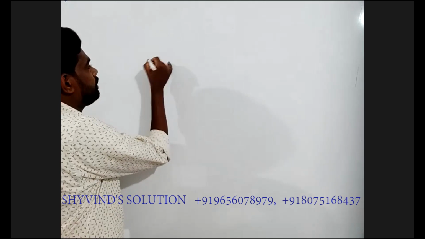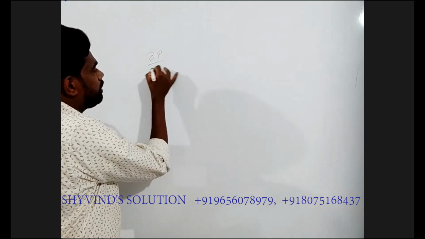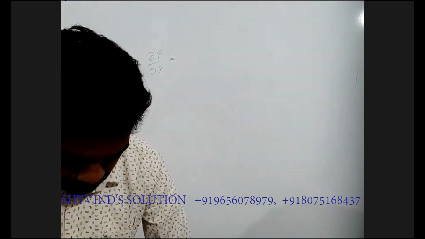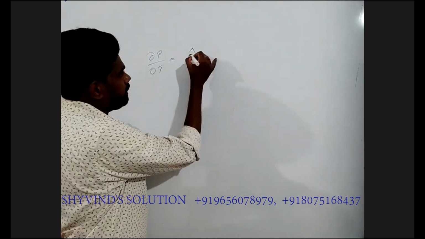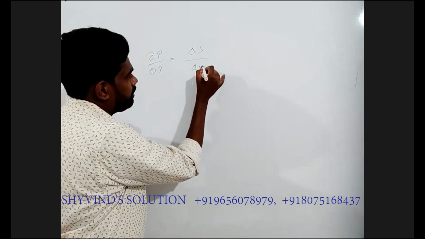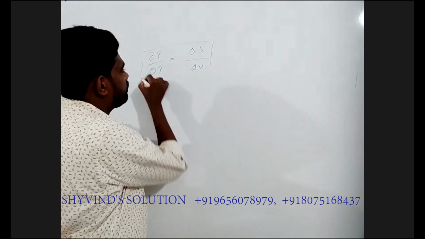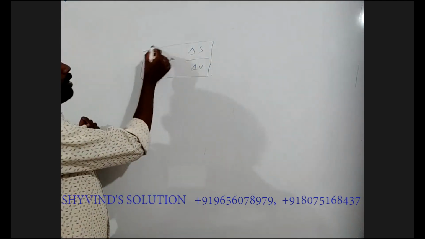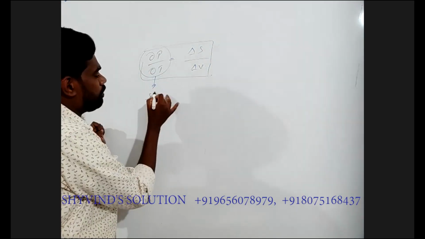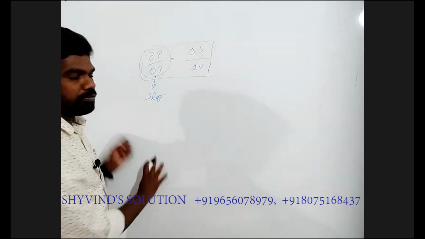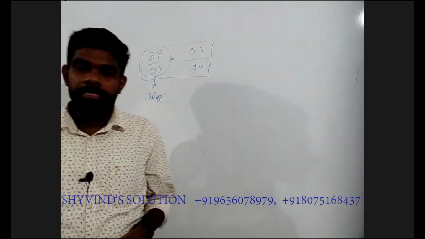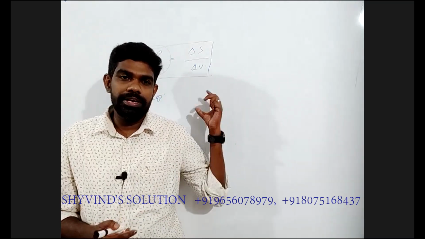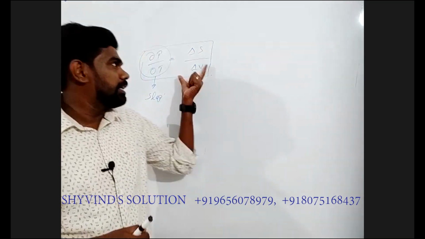So the relation is ∂P/∂T equal to ΔS/ΔV. Okay, this is the relation. So we should find the relation of this type. ∂P/∂T is the slope of the pressure-temperature graph. So we'll get the idea about the slope from this relation.